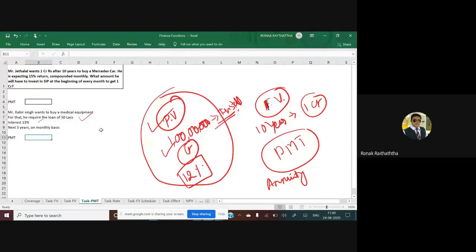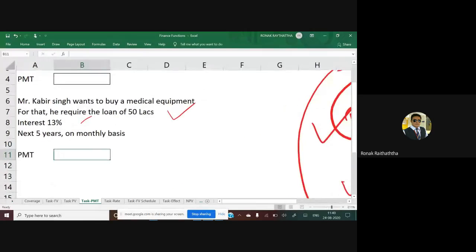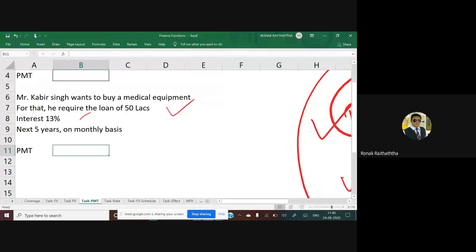I think many of the students might not be able to see this. Let me magnify it further so that you will be able to get it. So equal to PMT in bracket. Now in the PMT bracket, you have first thing, that is the rate. Can someone tell me what will be the rate, guys?